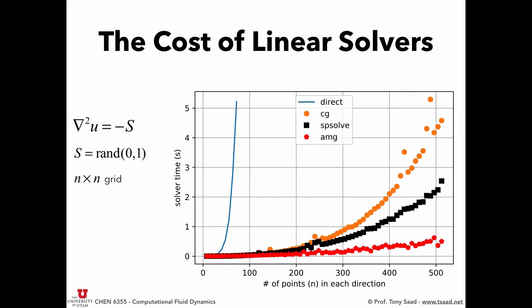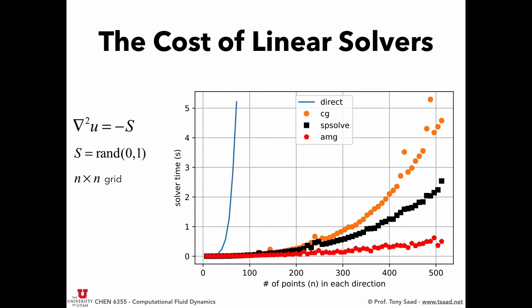On the first curve, I'm showing what it would cost to fill up the n squared by n squared dense matrix, the entire matrix, and then compute A inverse and do A inverse times S, and that gives us U. The cost grows exponentially. Beyond about 64 grid points I couldn't even do it. It just freezes and then throws an error.